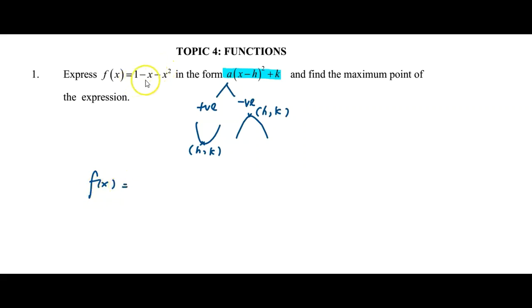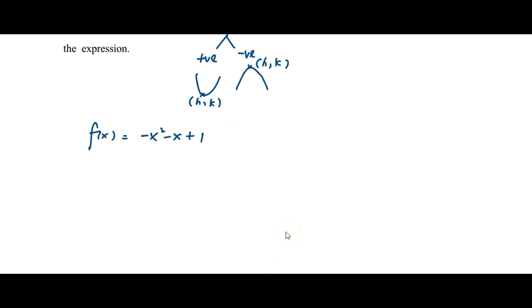First of all, I would like to make the function given here into the form a(x minus h) squared plus k. So we have to do completing the square. Firstly, I'm going to factor out the negative so that the coefficient of x squared becomes positive 1. When you factor out the negative, you will have x squared plus x minus 1 in the bracket. Then all the completing the square procedure, we're going to do inside the bracket here.